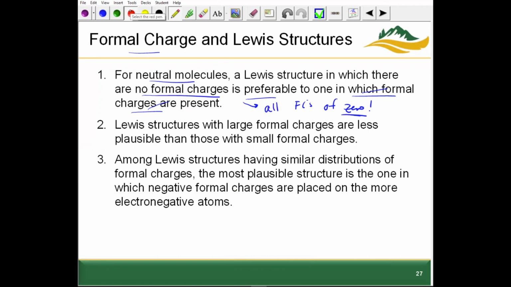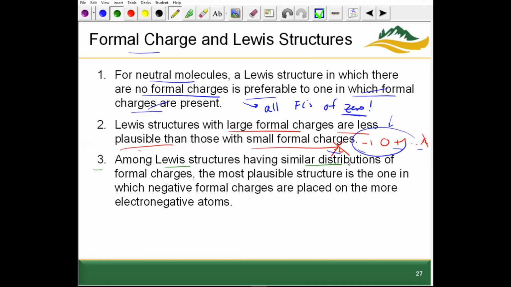Guideline number 2, Lewis structures with large formal charges are less plausible than those with smaller formal charges. 0 is very good, +1 is okay, -1 is okay. We get out into +2 and -2, those are not really okay. Those are not ideal. They can happen in a fairly stable Lewis dot structure, but again, we're going to go for 0 or either -1 or +1 if we have to.